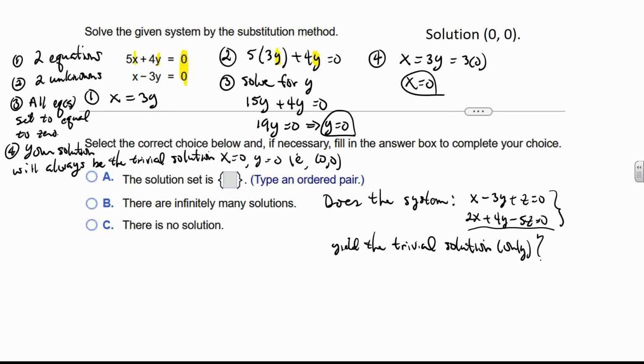Not necessarily. The reason I don't get the trivial solution here is because I have 3 unknowns, x, y, and z, in 2 equations. Look, this says that if the number of equations is the same as the number of unknowns, and each equation is set equal to 0, then I automatically get the trivial solution. So for this example to work, I have to have another equation in x, y, and z. I have to have 3 equations, 3 unknowns, each set equal to 0. And then I can say automatically I get the trivial solution. Other than that, I can't say that.